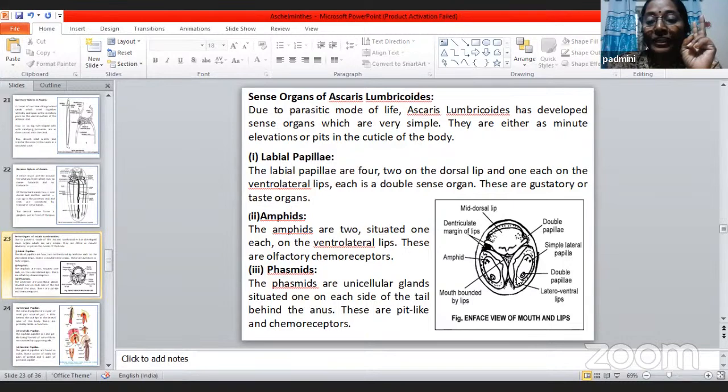So one, two, three, four. Four papillae you find on the lips of the nematode. That is called labial papillae. And what is the function of this labial papillae?